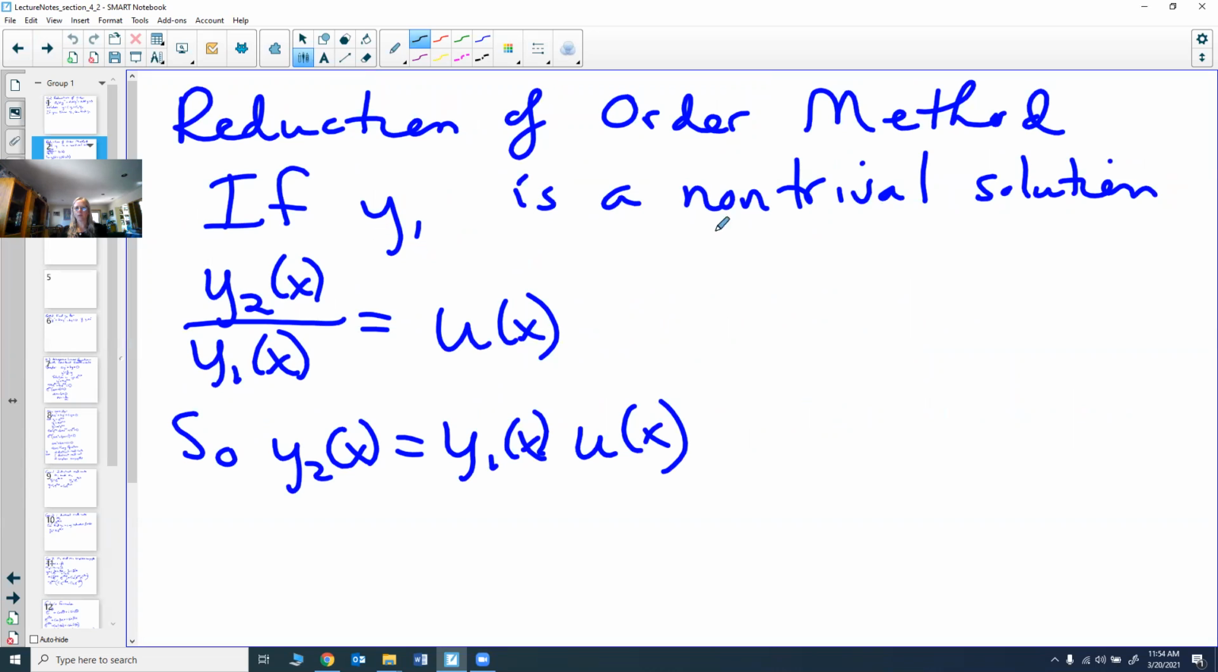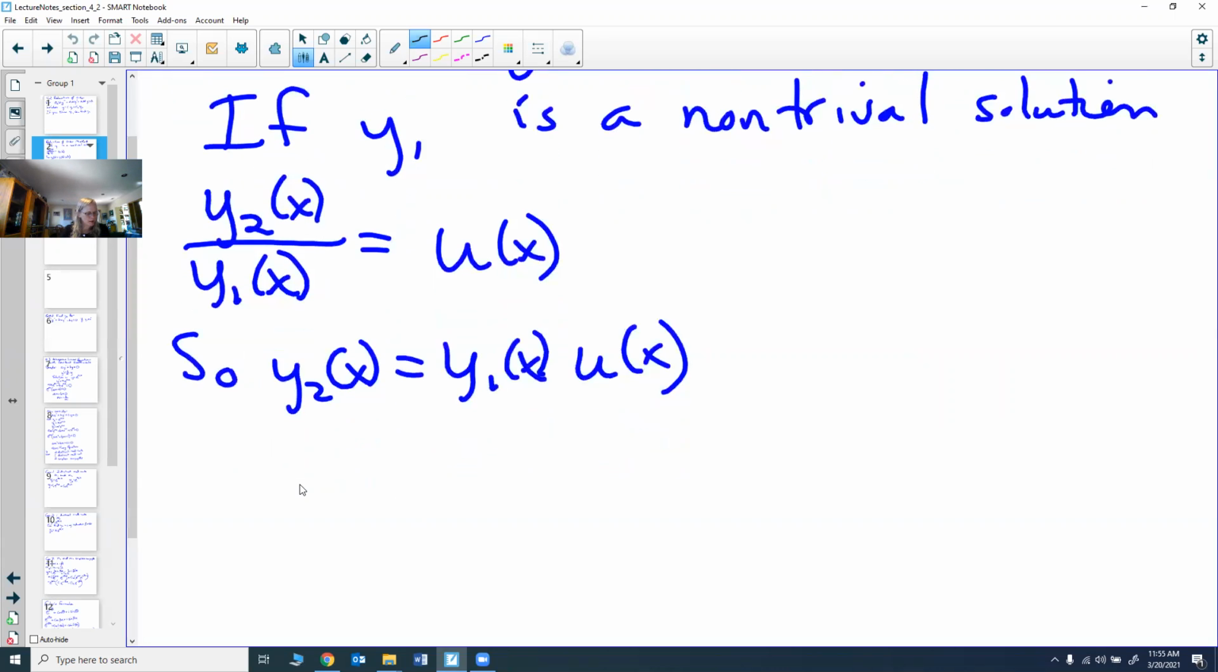So we're going to talk about how this method works. We do have to assume that y1 is a non-trivial solution. In other words, it can't just be y1 equals 2 or y1 equals 0. It has to be something more than that. And then if we have this non-trivial solution, we can take a ratio of y2 over y1. That ratio will be another function. We'll call it u, for lack of something else to call it. So y2 of x is equal to y1 of x times u. If I know what y1 is and I can figure out what u is, I can find out what y2 is. And that's the whole process behind this.